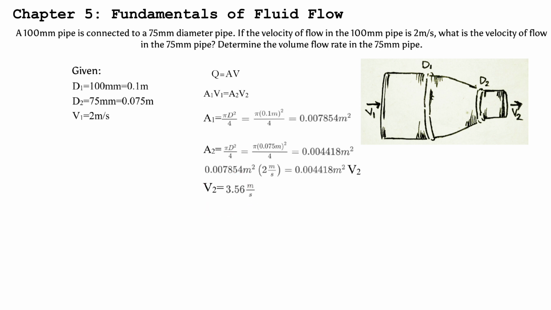Next, we need to determine the volume flow rate in the 75 mm pipe. The volume flow rate is the product of the cross-sectional area and the velocity of flow. We can use the same formula as before. Plugging in the values, we get 0.0157 cubic meter per second. So, the volume flow rate in the 75 mm pipe is 0.0157 cubic meter per second.